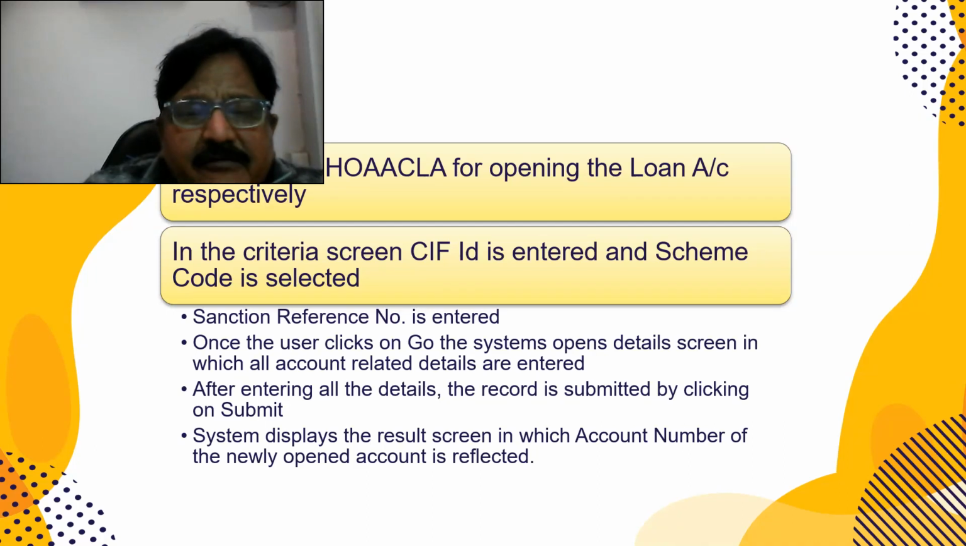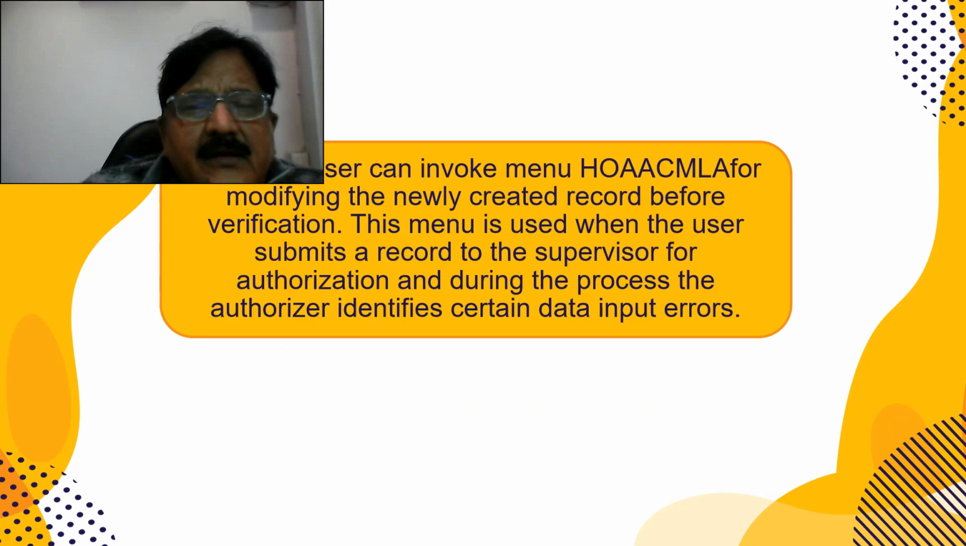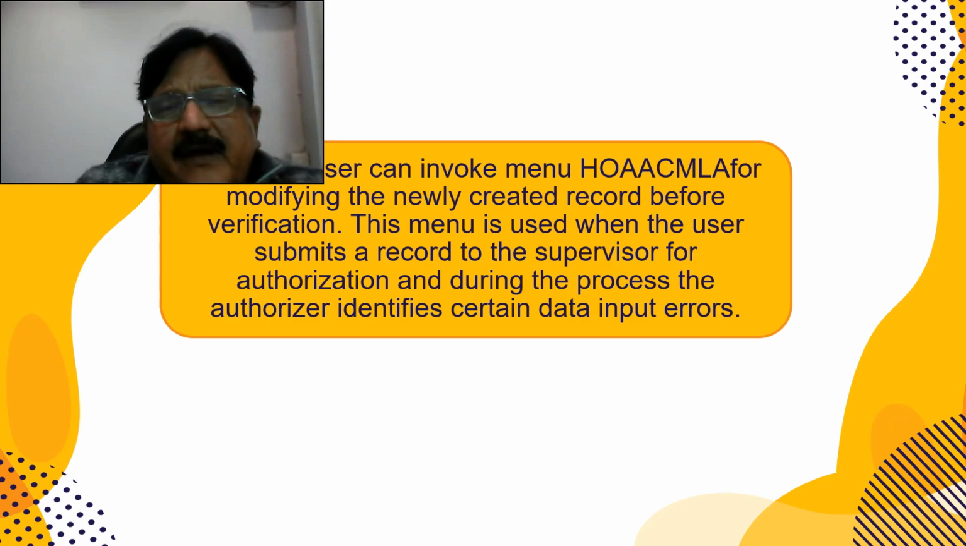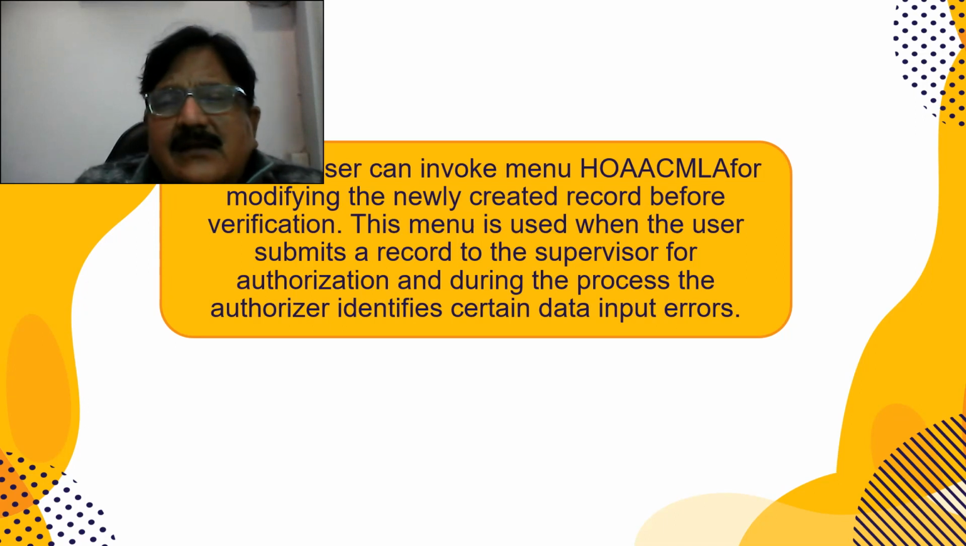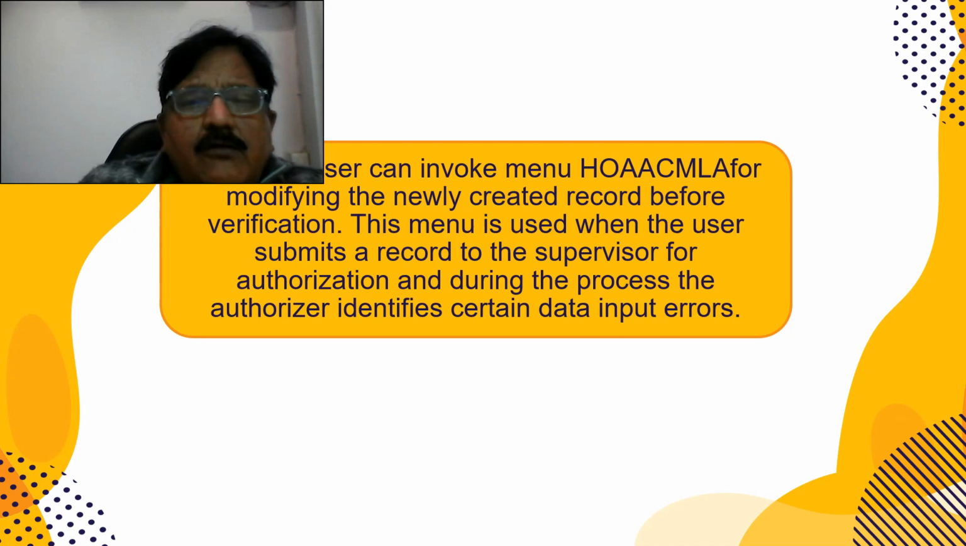Then it has to be verified. And we get an account number, right? This has to be verified by the verifying officer. The maker can modify it, if he feels he has entered some data wrongly, even before verification. The command for that is HOAACMLA, M for modification, LA for loan account, for modifying a newly created record before verification.